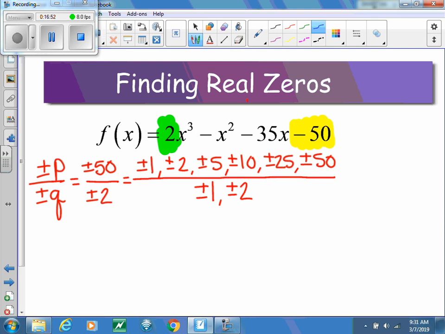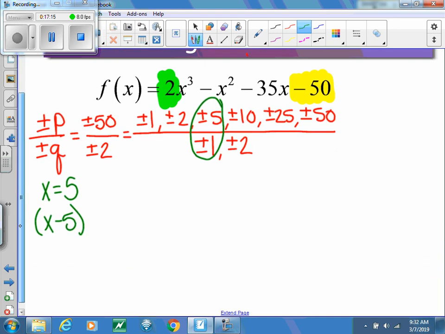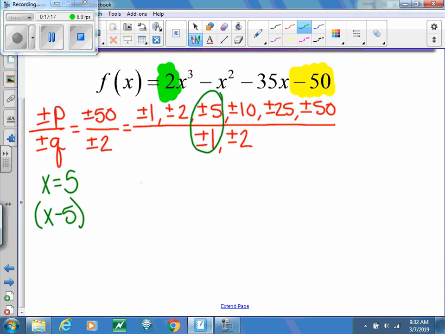All right, so as I look at this, what is going to be one of my solutions? And again, I'm going to take a guess at this point. I'm going to take 5 over 1, okay? So I'm going to say x is going to equal 5, which means the factor we're working with is x minus 5. So we are going to divide our polynomial by the factor of x minus 5. So I'm going to put a 5 here. I have a 2, a negative 1, a negative 35, a negative 50.